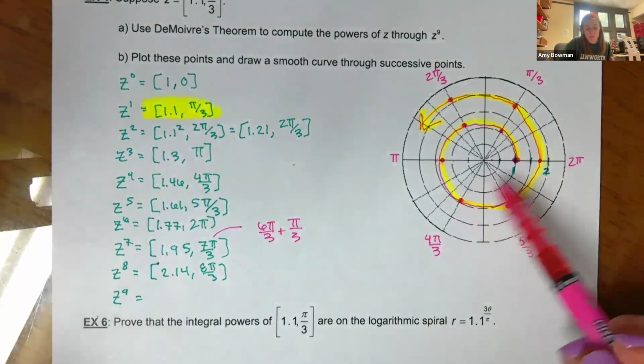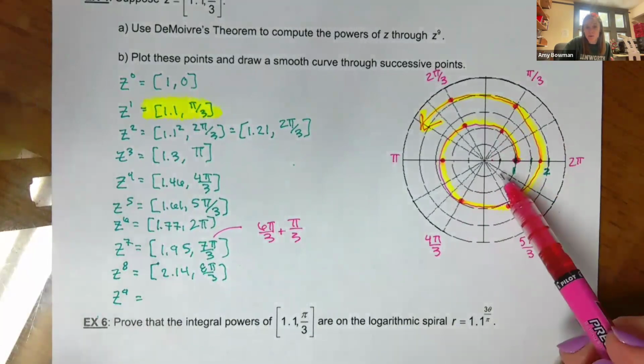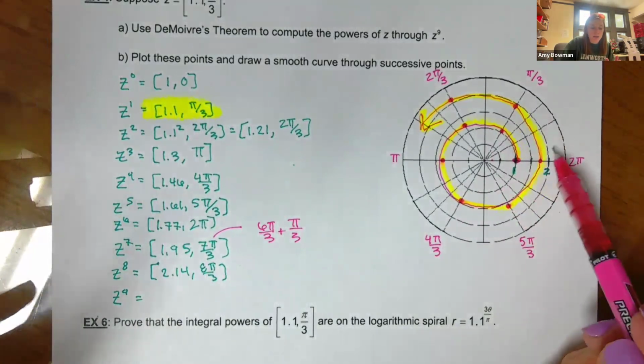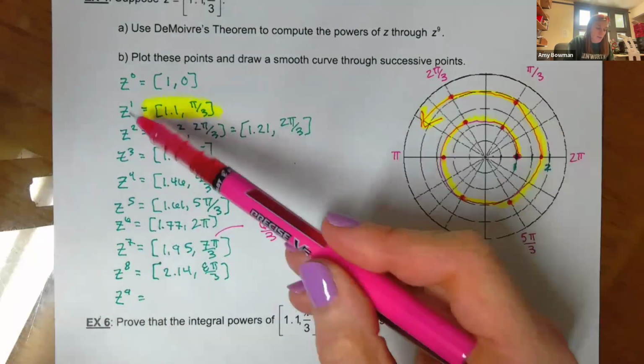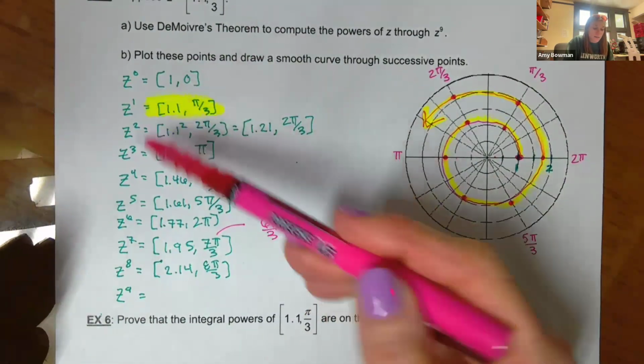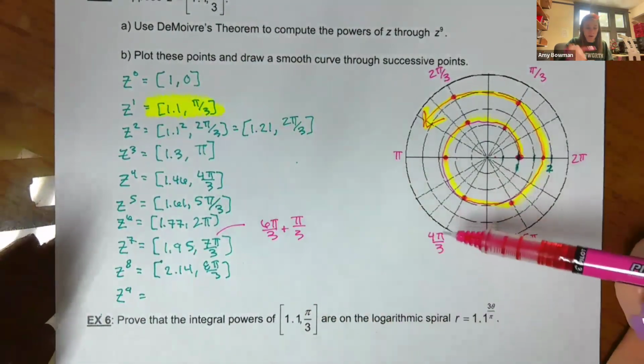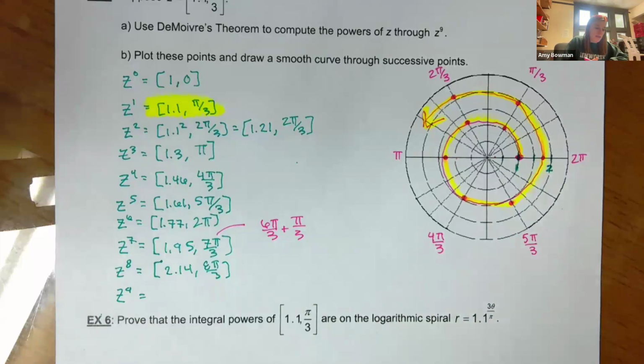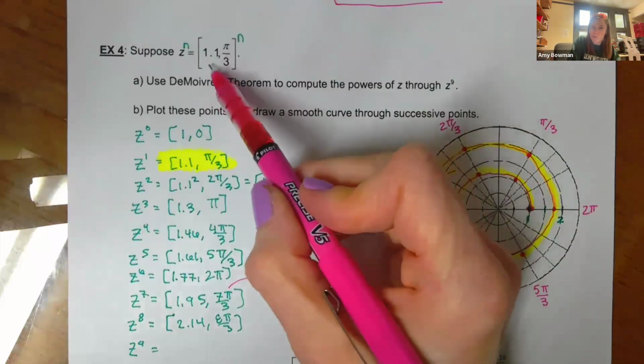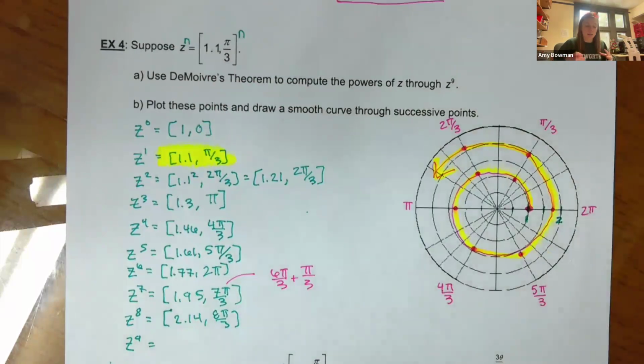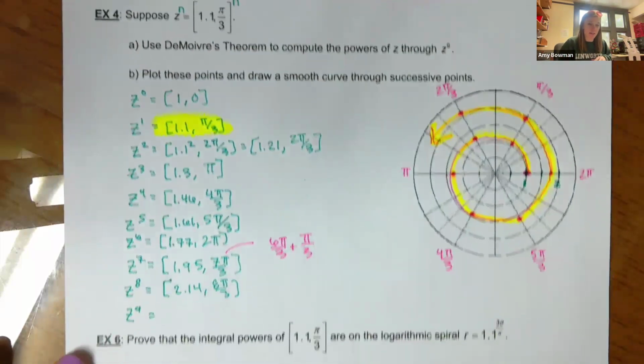I know this one probably looks more like an Archimedean spiral, but this actually is an exponential growth, as we can see, because we're raising these to powers. This one's just growing a little more slowly. And that's intentional because R is 1.1. So powers of 1.1, that's going to grow a little more slowly so we can see that.